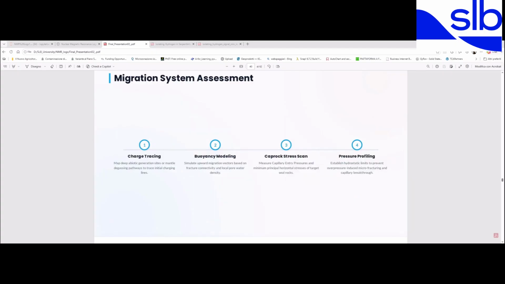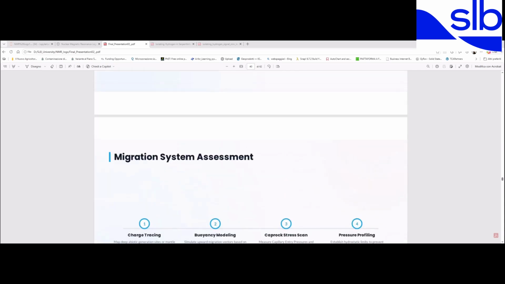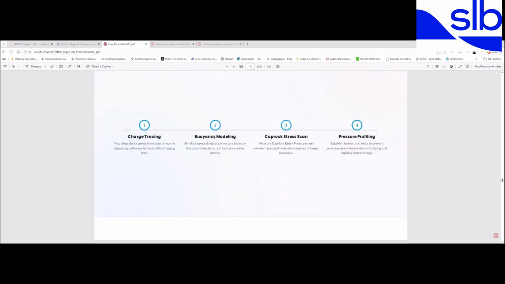Migration system assessment. You need charging tracing: map deep abiotic generation sites or mantle degassing pathways to trace initial charging lines. Sometimes you have peridotite, a very deep rock around 30 kilometers, so the migration starts from a deep pathway. Buoyancy modeling simulates the upward migration vector based on fracture connectivity and local pore water. Cap rock stress scan: measure the capillary entry pressure and minimal principal horizontal stress of target cap rocks. The pressure profiling.